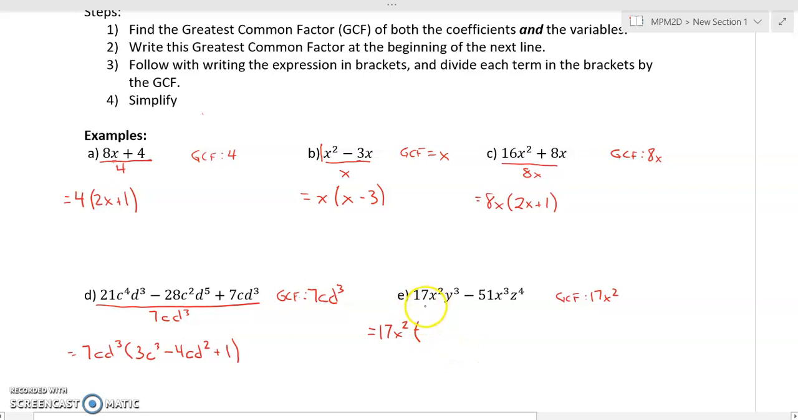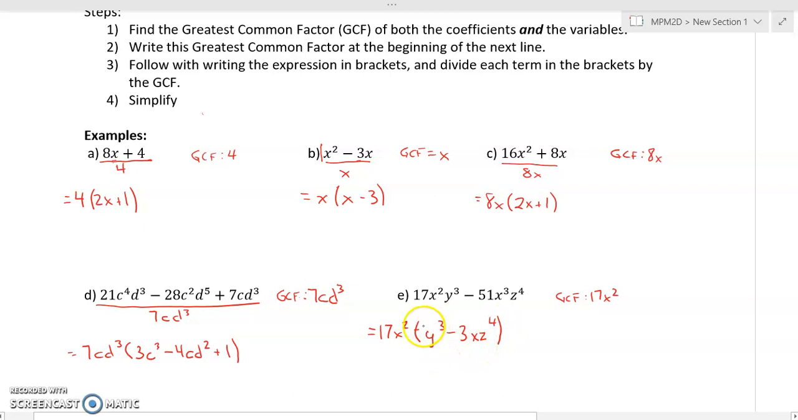Alright, so 17x squared divided into that is going to leave me with y cubed. And then here I'm going to be left with minus 3. I still have 1x left, right? So that's an x cubed divided by an x squared. So I'm left with 1x, and all the z's are still left over.